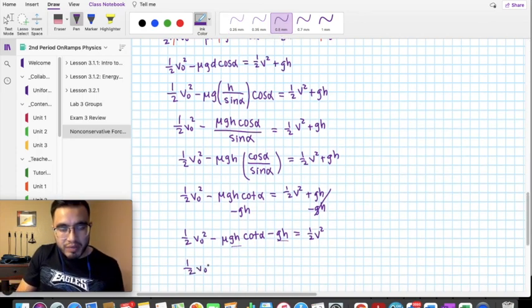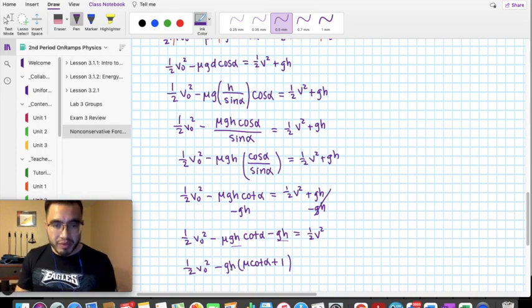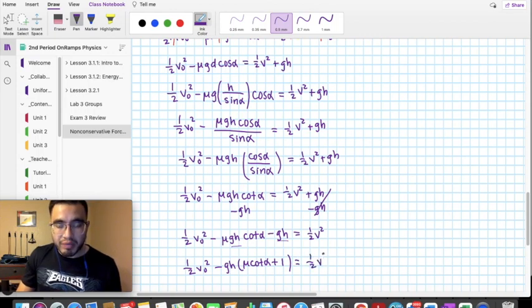So that'll be 1/2 v naught squared minus gh times mu cotangent alpha. Now, you may be thinking minus 1. But no, because this is minus minus, that'll make it a positive plus 1. Because if I were to distribute this, minus gh times this will give me this term, and then minus gh times positive 1, that'll give me minus gh. I'm telling you, a negative sign can make you or break you.